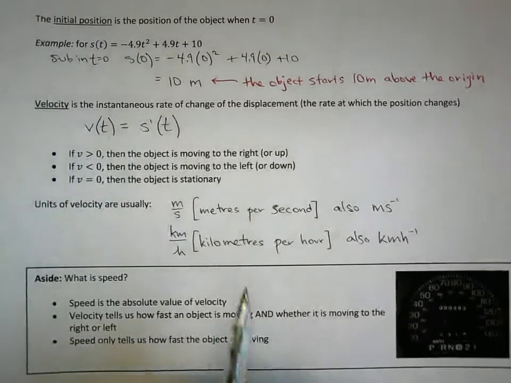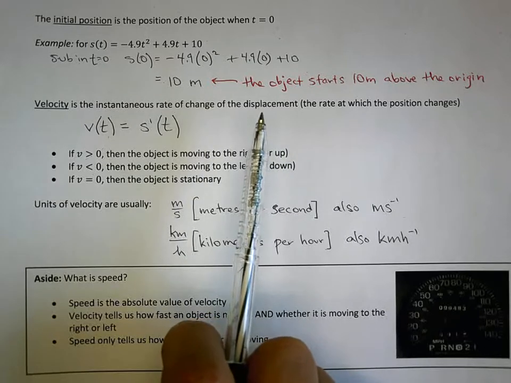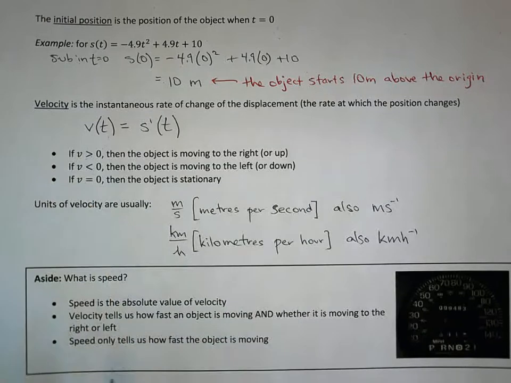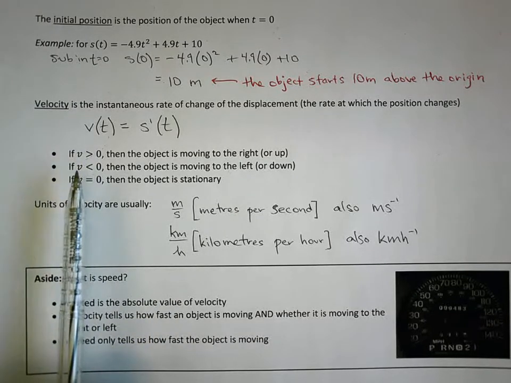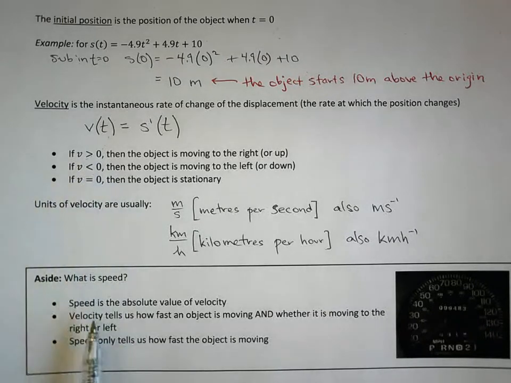Now, you might be thinking, okay, I've heard of this. The rate of change of position or displacement is speed. So what is speed? Why are we talking about velocity? Well, and again, if you've taken physics, you'll be familiar with this question. Speed is the absolute value of velocity. So velocity tells us how fast an object is moving and whether it's moving to the right or left. You can have a positive velocity or a negative velocity. This has two pieces of information, a number and a direction. Speed is just a number. It only tells you how fast you're moving.